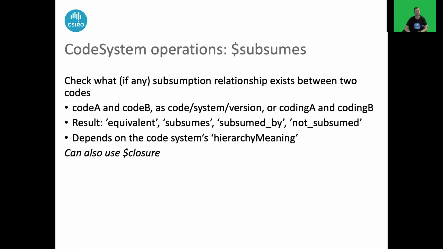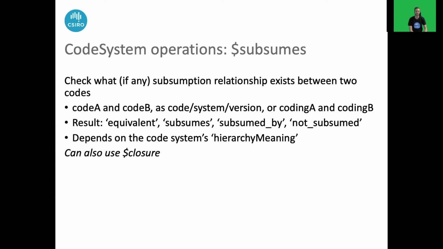The next operation we're going to look at is the subsumes operation. So subsumes is another fairly simple operation. It allows us to pass in two codes, code A and code B. Once again, we can provide these either as a code and system or as codings. And the server will tell us what subsumption relationship, if any, exists between those two codes.